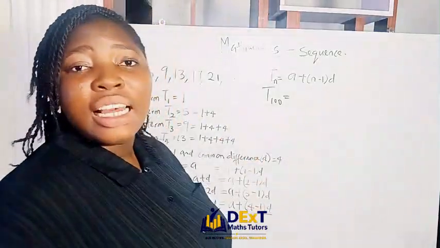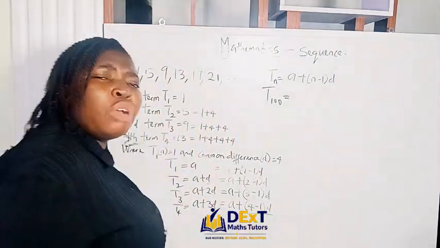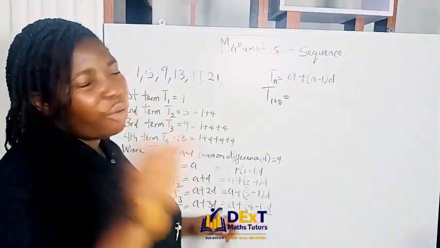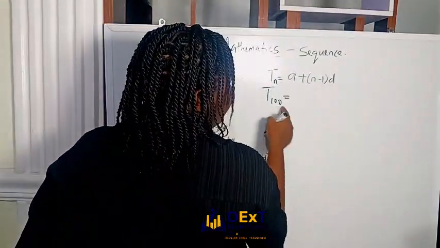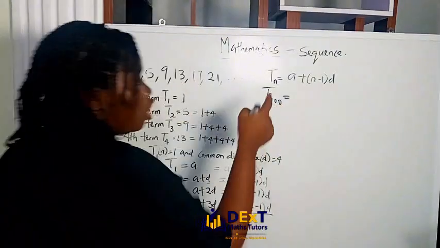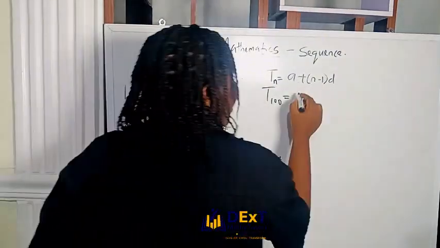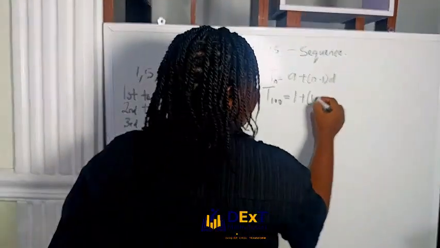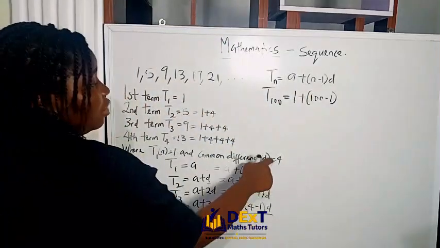We want to get the 100th term. So we have T100. Someone will look at it and say, Teacher Faith, this is so big. Don't worry, let's get it done. All we just need to do is, anywhere we see n, replace with 100 and input our parameters. Don't forget again, our a is the first term, which is 1. So our a is 1 plus, what is our n? 100 minus 1. What is our d? Common difference 4.